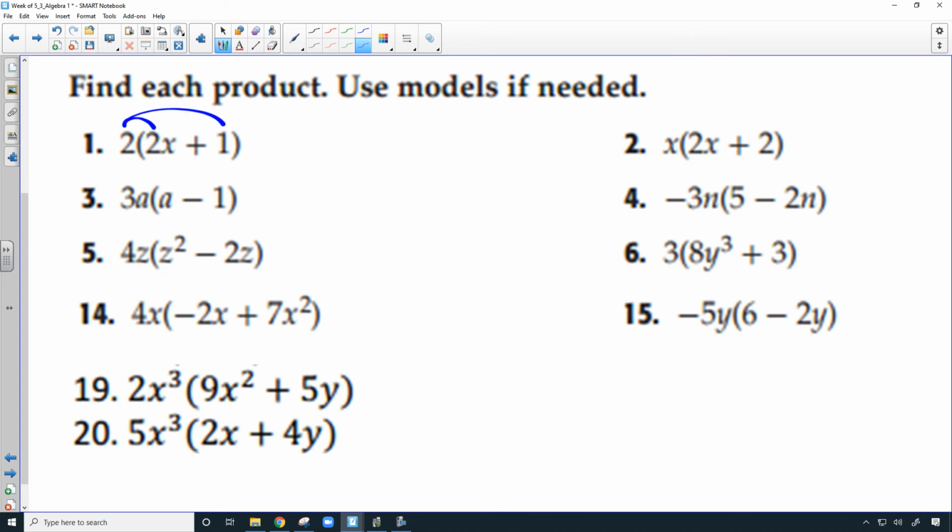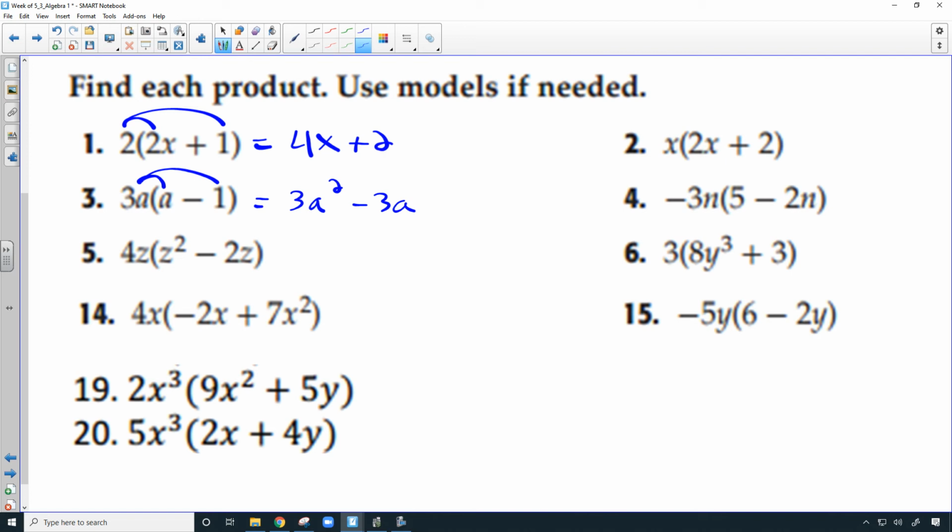So 2 times 2x, what's that? 4x. And 2 times 1? So 4x plus 2 is our answer. How about 3a times a? What's a times a? 3a to the second. We add the exponents: a times a is a to the second, minus 3a. Does that make sense?